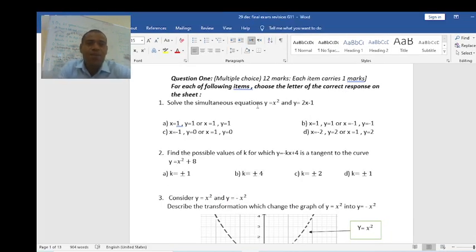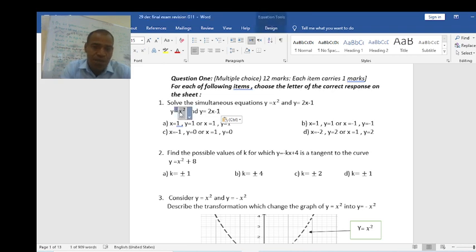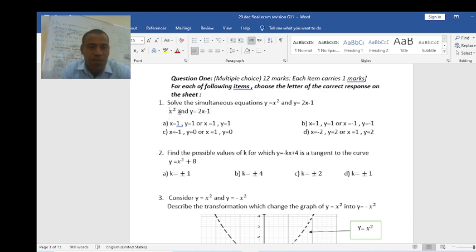Here we have solved the simultaneous equation y equal x squared and y equal to 2x minus 1. First of all, my learners, you will try to find the value of y. You will do as the following. I will find the value of x first. Okay, I will make x squared minus 2x plus 1 equal 0. This is plus 1, of course, so minus here plus 1 equal 0.